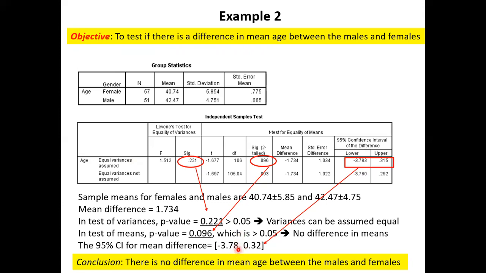Zero falls inside. Inside means there's a possibility that there's no difference. There's a possibility the difference equals zero. Look at the p-value more than 0.05, no difference. Look at the confidence interval, zero falls inside, so there is no difference.